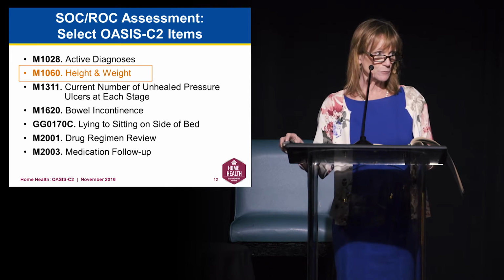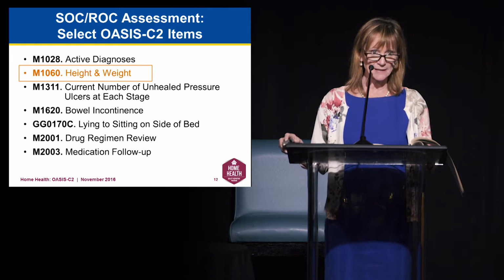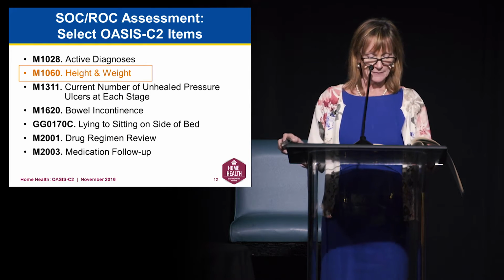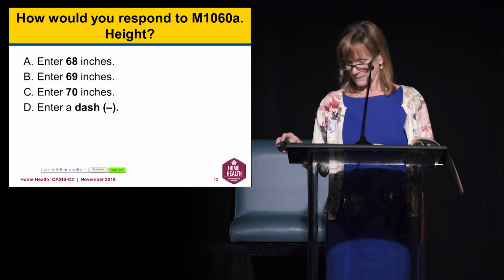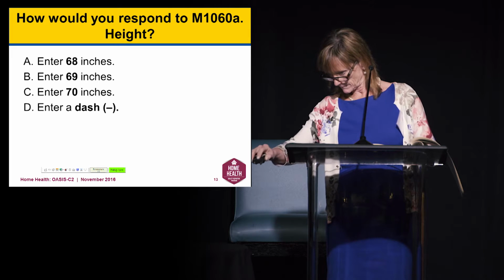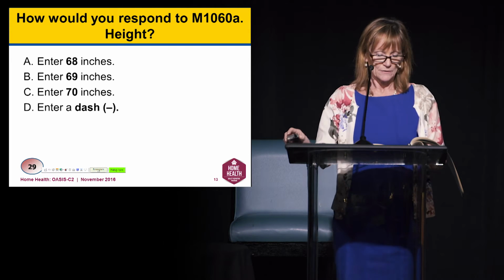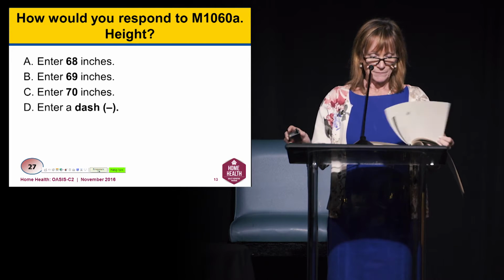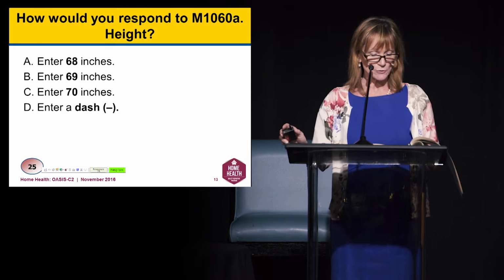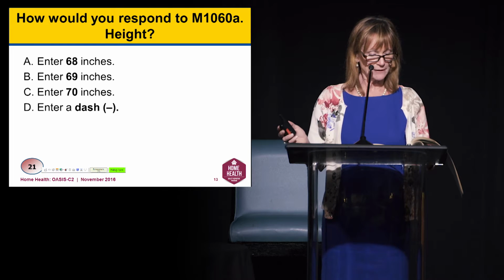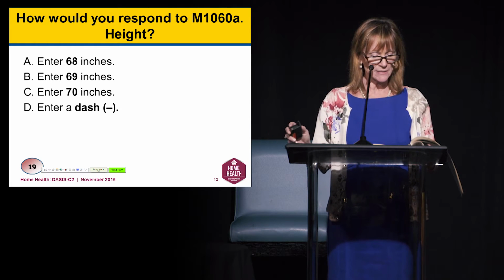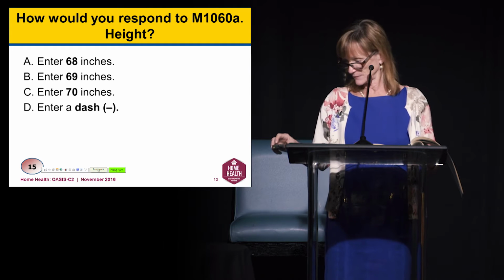So the next item we'll be doing is M1060, height and weight. So for this item, you choose A for 68 inches for height, enter B for 69 inches, C for 70, and D to enter a dash.